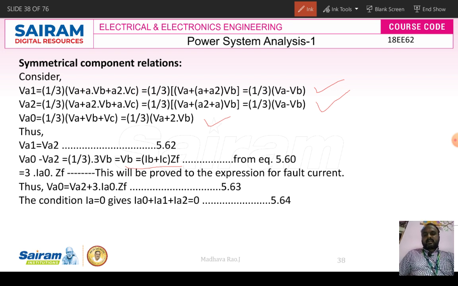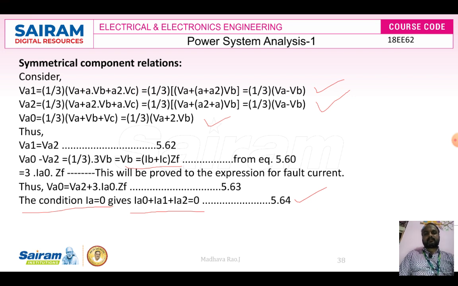Since the A phase current is 0, the symmetrical component currents IA0, IA1, IA2, if you add all together, the summation will be equal to 0.